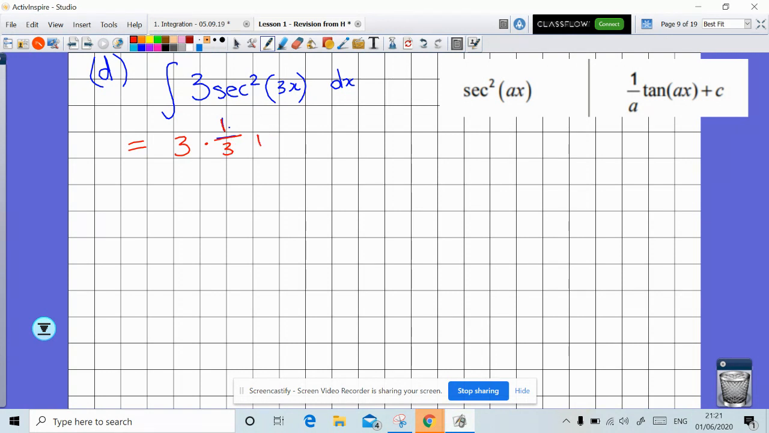It's 1 over 3 tan ax, which is 3x in this case, plus c. Okay, it's just reasoning off that formula sheet. And then just simplify the 3 times a third, that just cancels off. The final answer is just going to be tan 3x plus c.